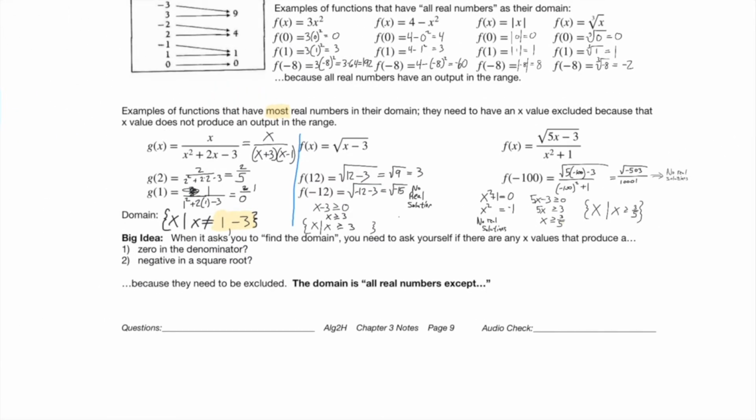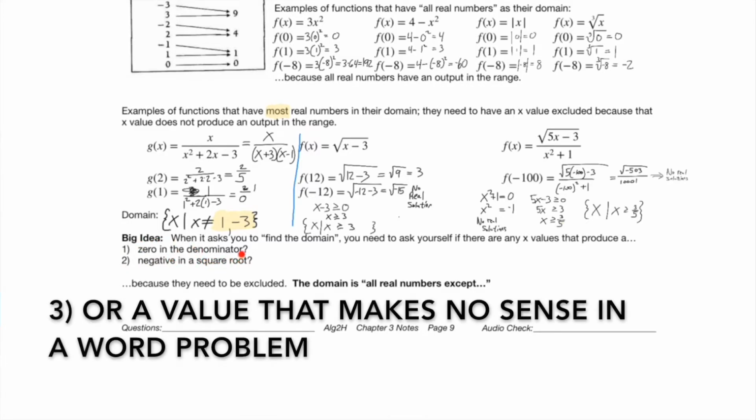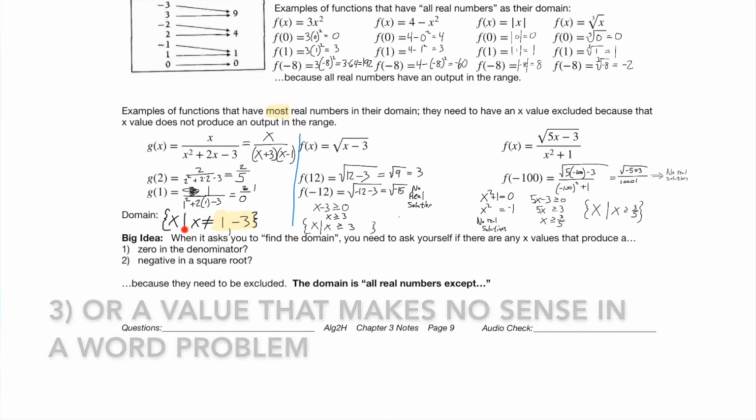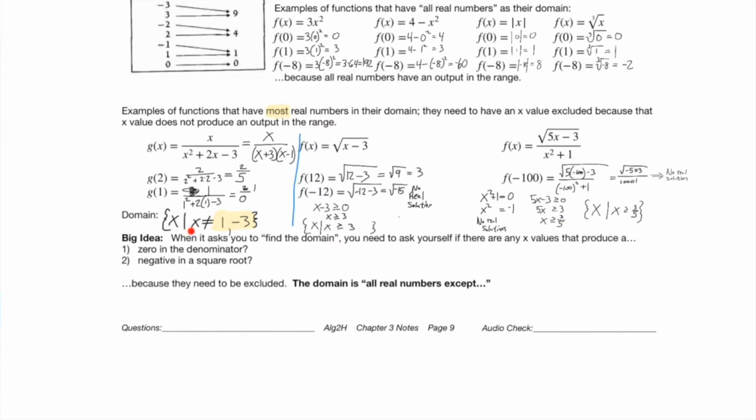Here's the big idea. That's what I really want to say. To find the domain, because this is going to show up a lot in the assignment, it's going to give you one of these functions and say, find the domain. You need to ask yourself, are there any x values that produce either of these two things? A 0 in the denominator or a negative in a square root. If those things are occurring, then you have to remove from the domain those x values that produced them.